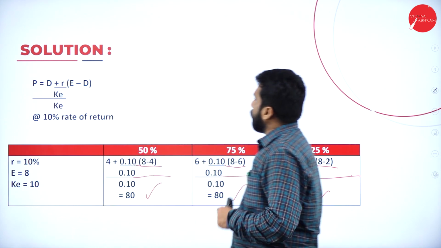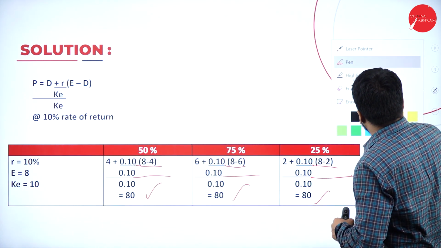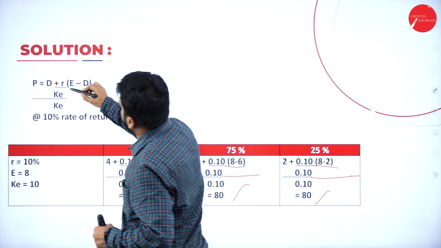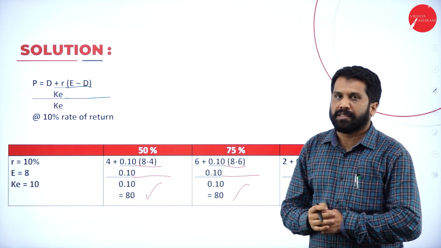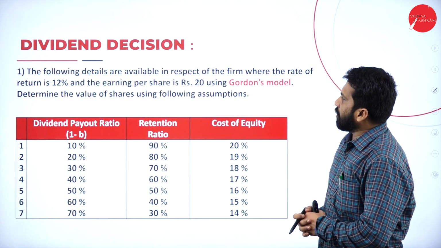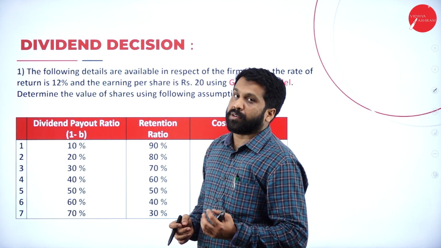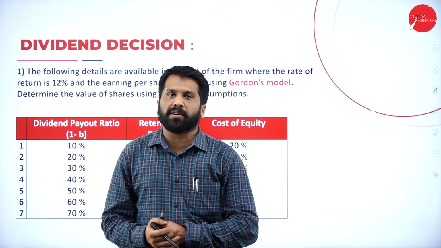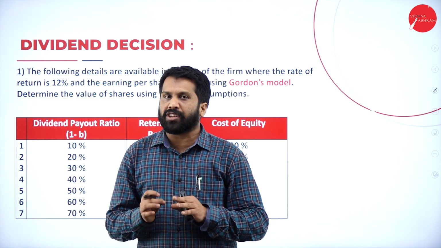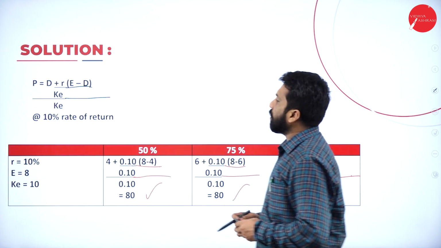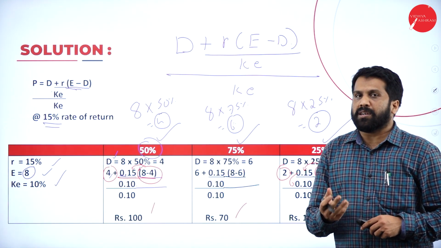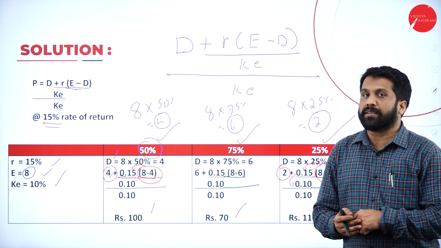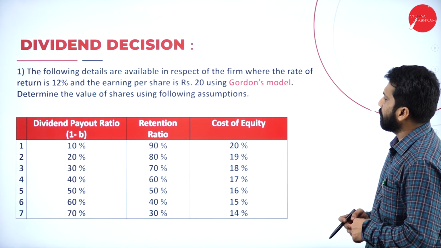Now, again, remember the formula, it is very important. The line should come up to this, and this line should come up to this. The next part is the same dividend decision, but we go for Gordon's model. But in your examination, 99% you can expect Walter's model, though there may be chances of getting Gordon's model also.